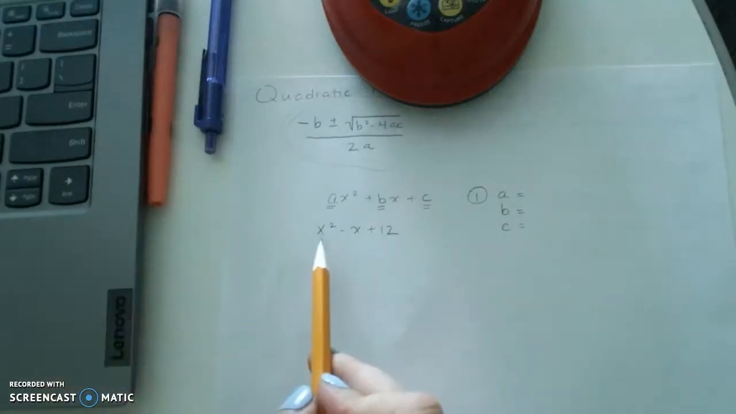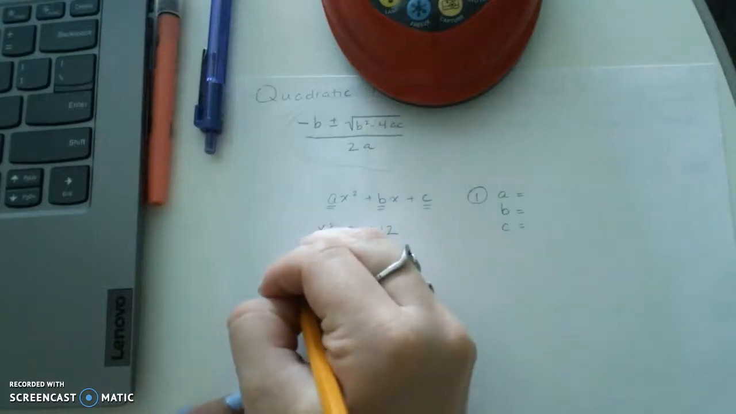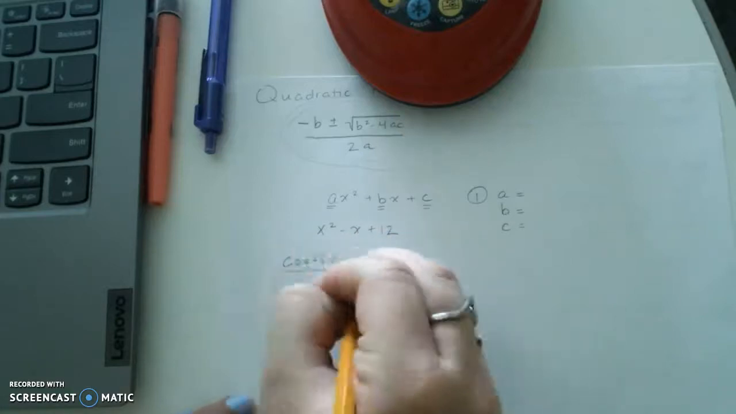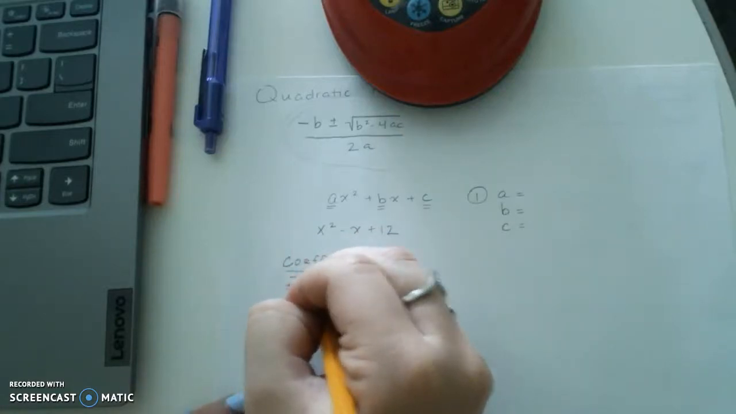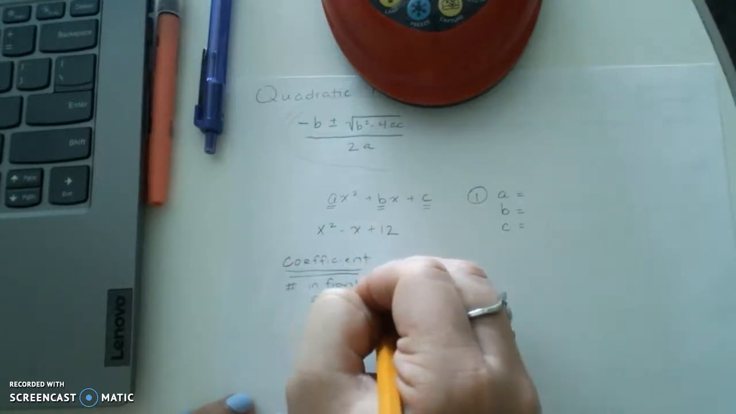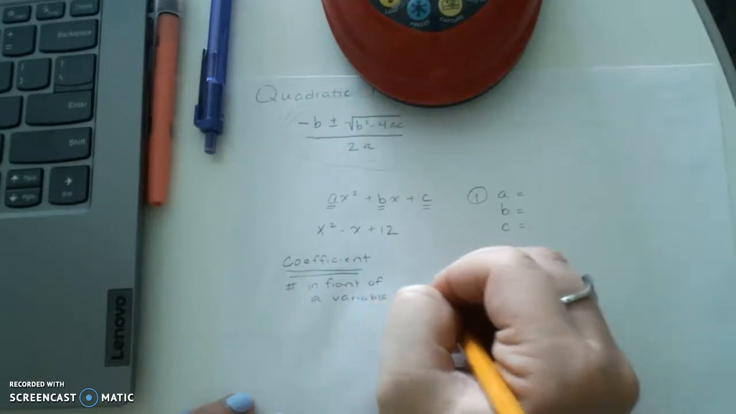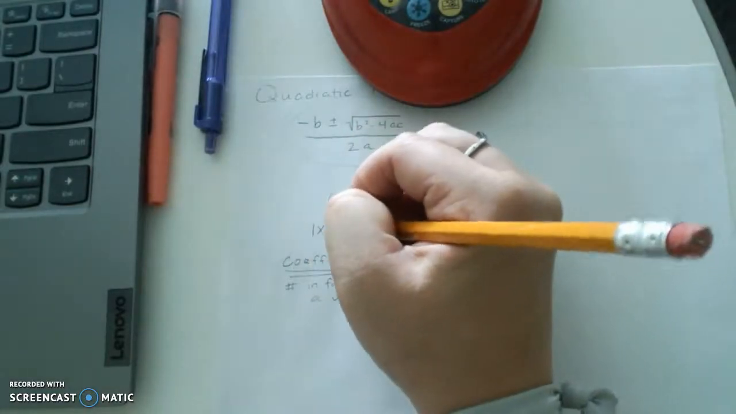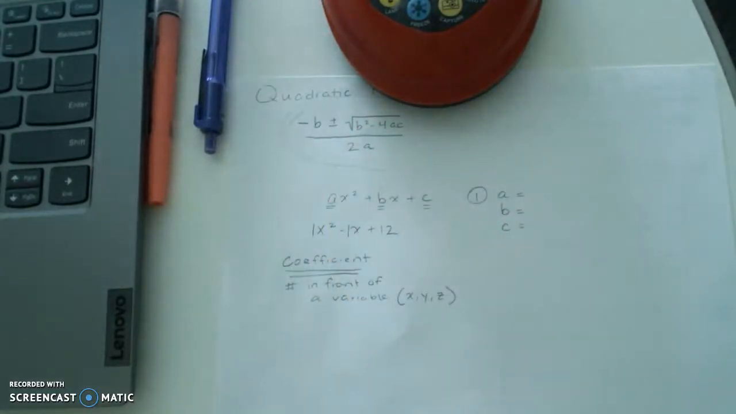So remember, in front of any letter, there is something that we call a coefficient. A coefficient is the number in front of a variable. And our variables can be x, y, z, and on and on and on. So, in front of every single letter, if there's not already a number, it's always a 1. There's an imaginary 1 because 1 times anything is itself. That is our property of 1.